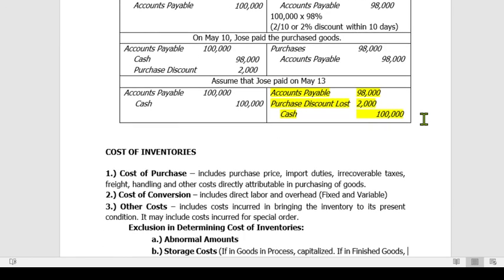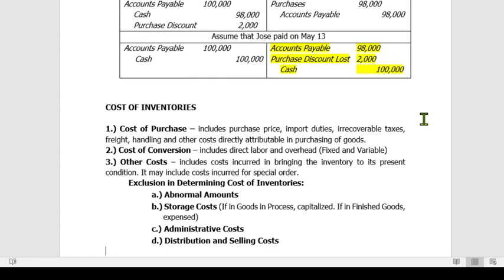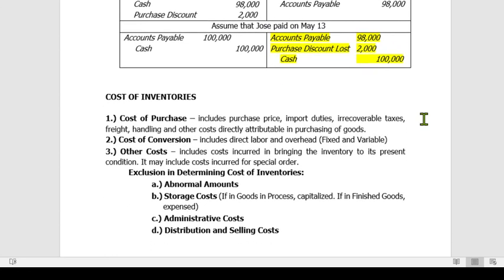The cost of inventories: the cost of purchase, the cost of conversion, and the other costs. The cost of purchase includes the purchase price, the import duties, so yung lahat ng binayad mong related dun sa importation, the irrecoverable taxes na binayad mo related to the purchase, the freight, the handling, and other costs directly attributable in purchasing the goods. The cost of conversion is your labor and your overhead. Other costs include costs in bringing the inventory to its present condition. It may include costs incurred for special orders.